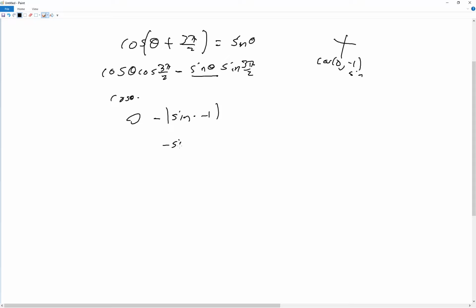And this reduces to sine negative 1. And sine is an odd function, so it just turns into sine theta. Oh wait, this is wrong. This just turns into negative sine. 0 minus, and the negative turns into positive, so just sine theta equals sine theta.